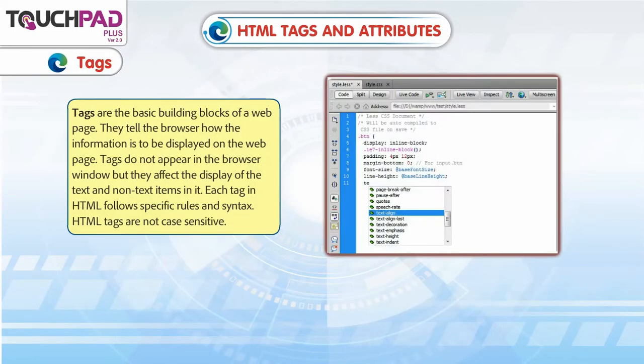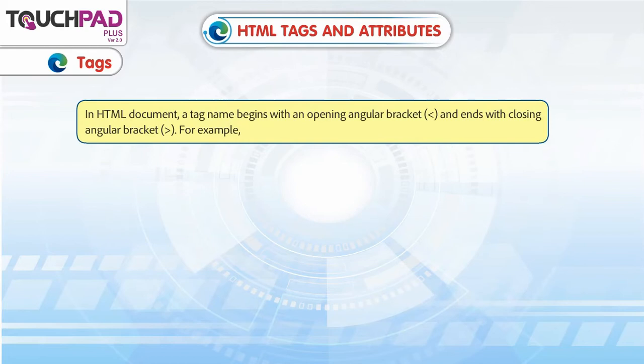Tags. Tags are the basic building blocks of a web page. They tell the browser how the information is to be displayed on the web page. Tags do not appear in the browser window, but they affect the display of the text and non-text items in it. Each tag in HTML follows specific rules and syntax. HTML tags are not case-sensitive. In an HTML document, a tag name begins with an opening angular bracket and ends with a closing angular bracket. For example, opening angular bracket, tag name, closing angular bracket, content, opening angular bracket, / tag name, closing angular bracket.